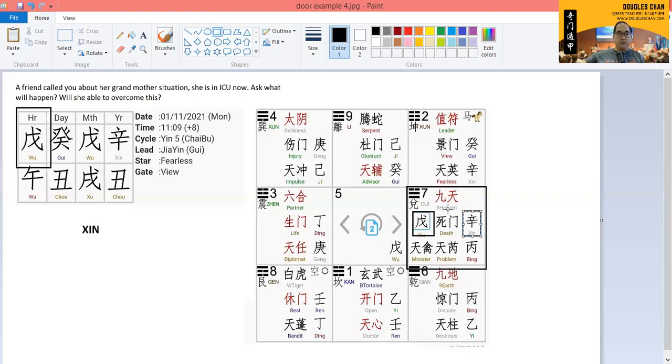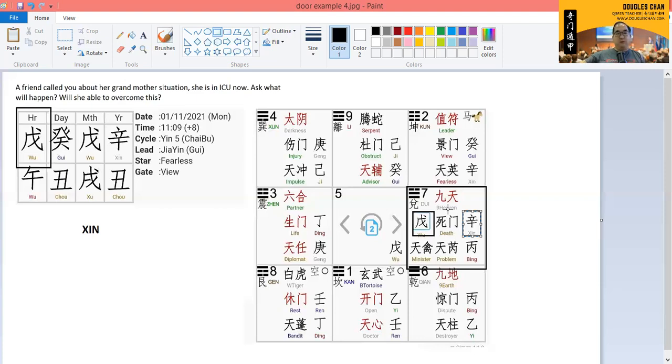your grandmother may likely not be able to overcome this situation, or things like just hope for the best and prepare for things, hope for a miracle to happen. We cannot just bluntly tell people that the grandmother is going to die. I think this is the worst thing a Qimen teacher or Qimen master can be related to.